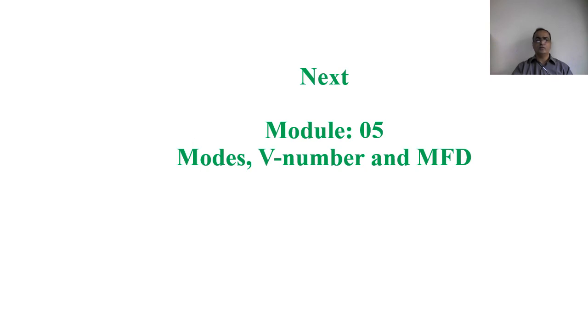So the solution for a particular field we have to find from here, and the value of propagation constant marks out whether the field is inside the core or outside the core, along with the boundary condition. Next we have to find the modes of this step index fiber, the V number and the mode field diameter. Thank you very much.